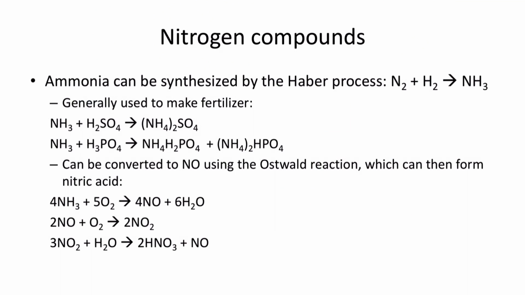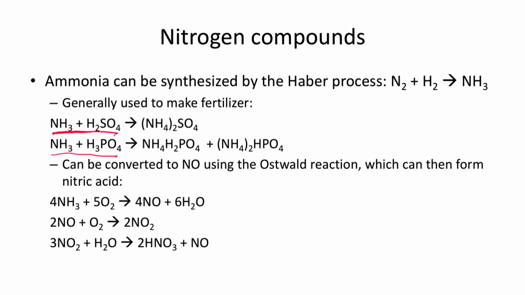Now let's look at nitrogen compounds. We talked about this a few minutes ago. Nitrogen can react with hydrogen in the Haber process to make ammonia, and this is generally used to make fertilizers. And so here's how this happens. Ammonia can react with sulfuric acid to make ammonium sulfate, or ammonia can react with phosphoric acid to make different phosphates, ammonium dihydrogen phosphate or diammonium monohydrogen phosphate.